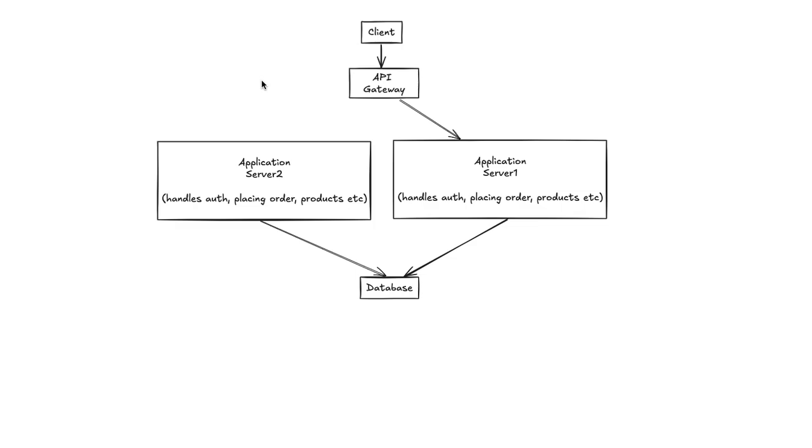Have you ever wondered what makes a large-scale system like Amazon or Netflix work seamlessly behind the scenes? One of the key design choices comes down to the type of architecture. Today, we will be diving into two common approaches, monolithic and microservices architecture. By the end of this video, you will know the advantages, disadvantages, and when to use each of these.